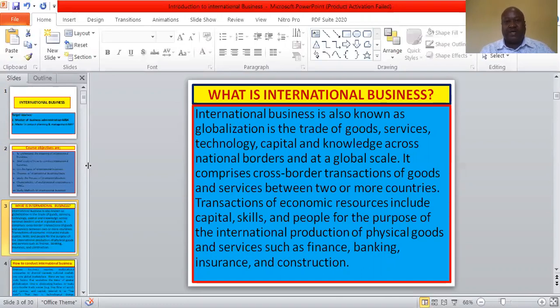International business is also known as globalization, which is the trade of goods and services, technology, capital, and knowledge across national borders and at global scale. It comprises cross-border transactions of goods and services between two or more countries. Transactions of economic resources include capital, skills, and people for the purpose of the international production of physical goods and services such as finance, banking, insurance, and construction.